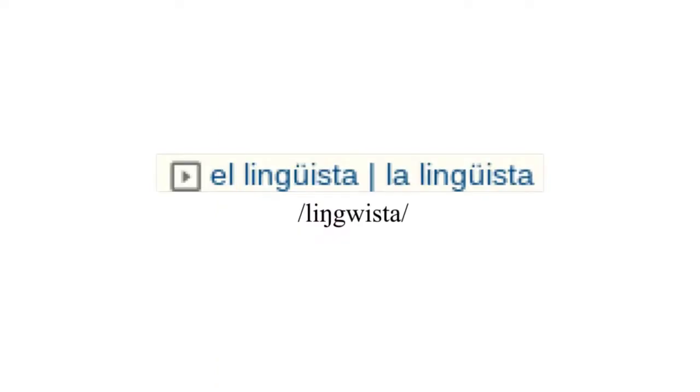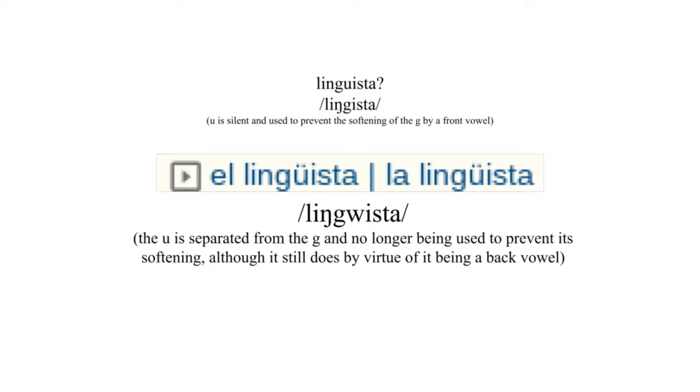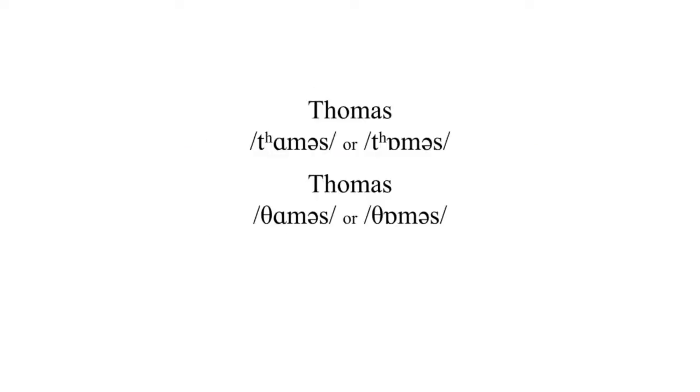Diaeresis also separates two different letters that would have been part of one digraph into two separate sounds. For example, the name Thomas could be distinguished from Thomas by writing it as Thomas.